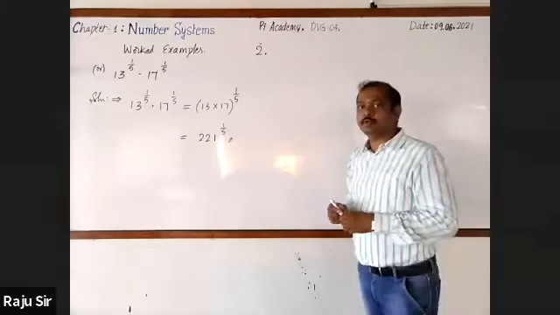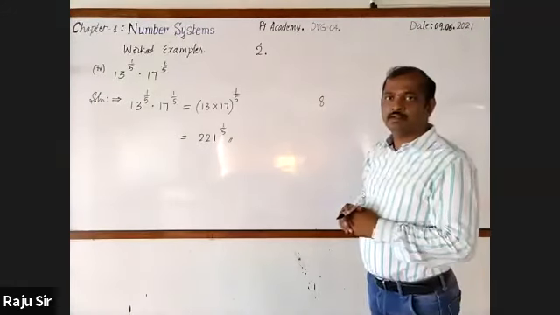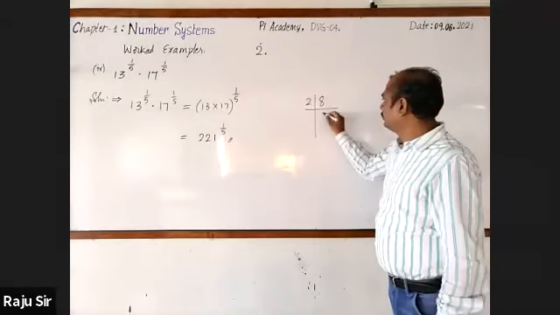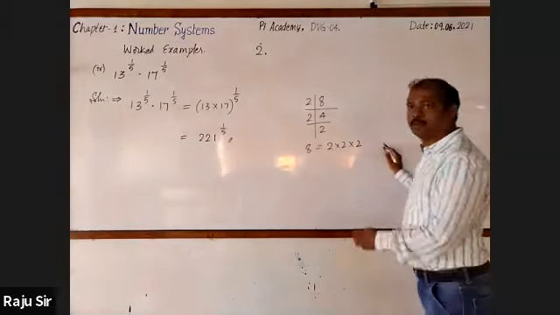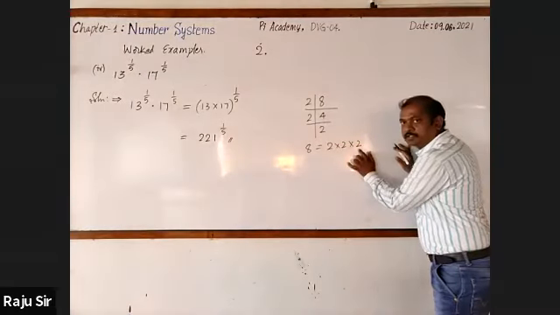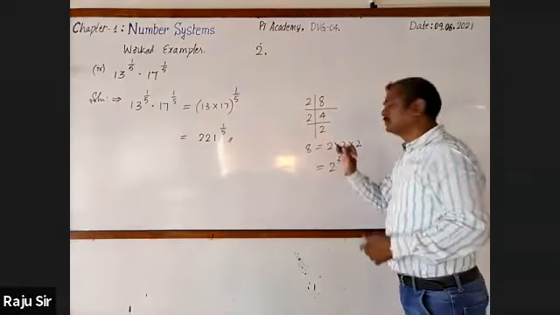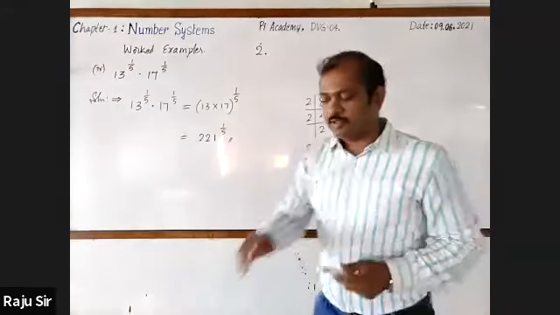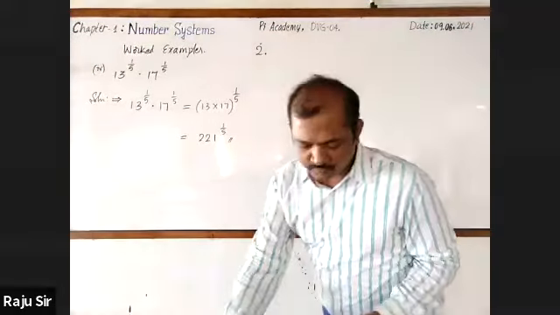Let me take one example. Here is 8. This is the given number. Its factorization: it can be divided by 2. 2 fours are 8, then 4 is divisible by 2. 2 twos are 4. 8 can be written as 2 into 2 into 2. See, these are the repeated factors. And 2 is repeated 3 times. It can be written as 2 raised to the power 3. Got it? Now, by taking some examples, you can understand much better.